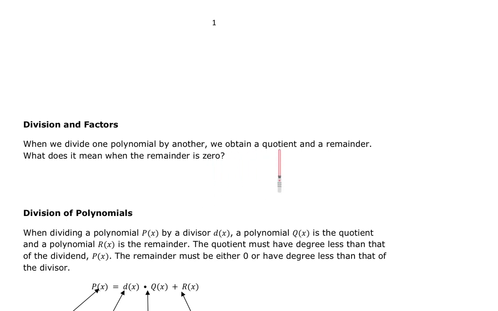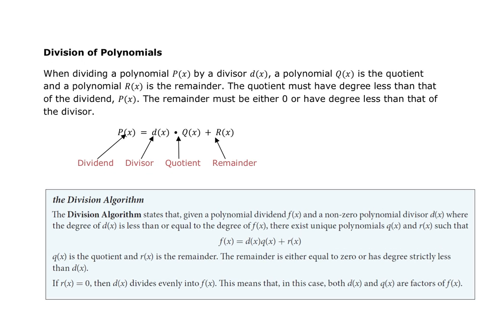If I do the division and divide one polynomial by another, if I get a remainder of 0, that means that it is a factor of that polynomial. So we have our dividend, we have our divisor, we have our quotient, we have our remainder. The dividend is a polynomial we start with. The divisor is the one we're going to divide by. This will be a quotient, and we have some sort of remainder.